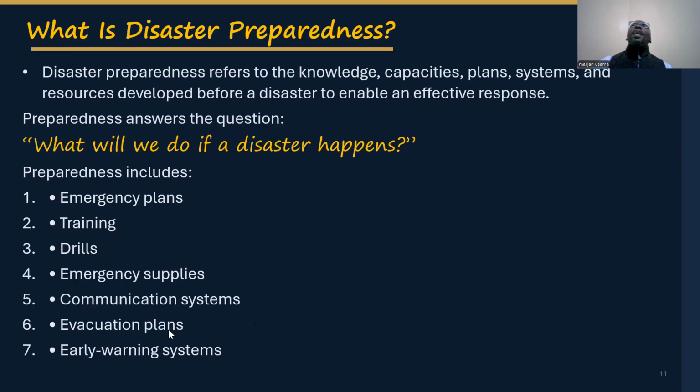Then evacuation plan. How are we going to evacuate people in case there is an earthquake, in case there is a flood, in case there is a volcano, in case we have heavy winds, strong winds? How are you going to evacuate people? We need to have an evacuation plan. Then early warning system. Early warning system is all about, we need to have what? We need to have alarms, such that when there is a disaster, there is an alarm. People react quickly to minimize the what? To minimize the losses.